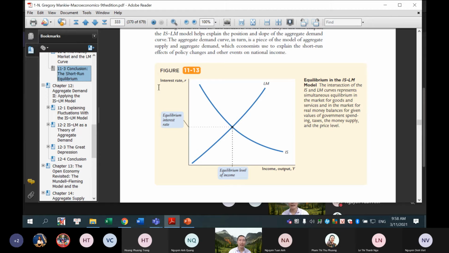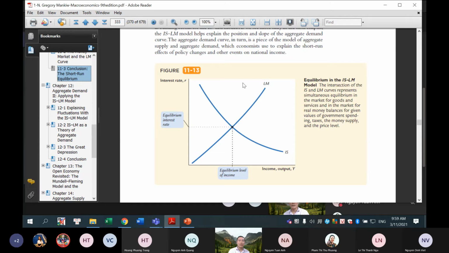Okay, and now we can use this diagram, this model, to explain different policies of the government and different fluctuations of the economy, on the interest rate, on the investment spending, on the income, and also on the price level. Of course, we can analyze.